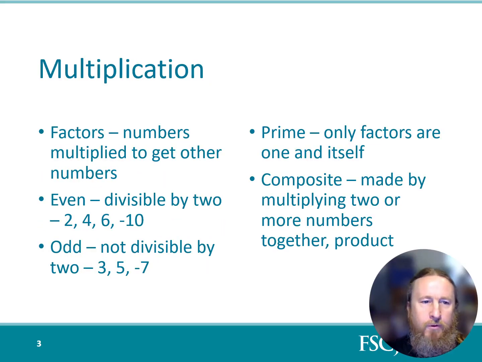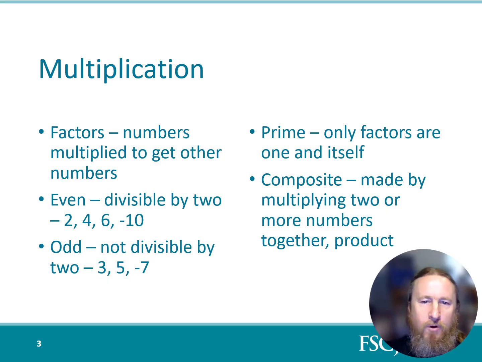Next, we have whole numbers in multiplication. We have factors, which are numbers that are multiplied together to get other numbers, which are called products. We have even numbers. Even numbers are divisible by 2, such as 2, 4, 6, 8, -10, -12. Odd numbers are not divisible by 2: 3, 5, -7, and on.